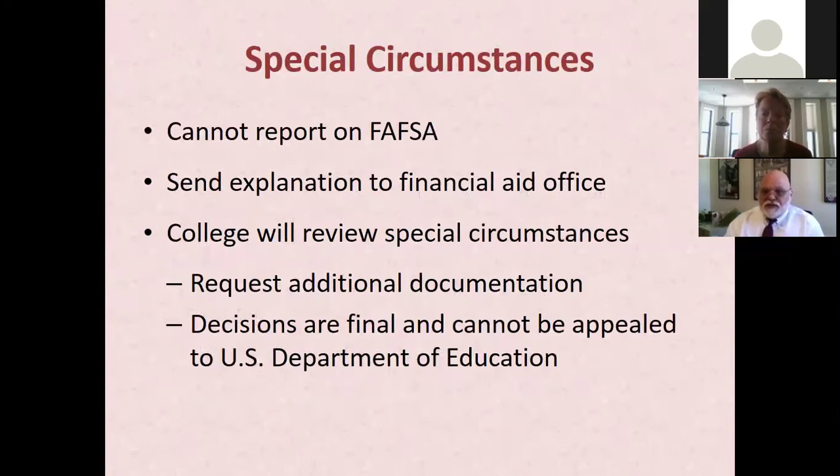Special circumstances cannot be reported on the FAFSA. So you need to send an explanation to each financial aid office of schools that you've applied to, and the college will review those circumstances. They may request additional documentation from you, and the decisions are final. You may receive different decisions from two different schools, and they cannot be appealed to the Department of Education.